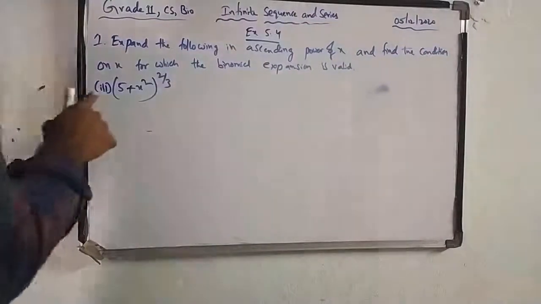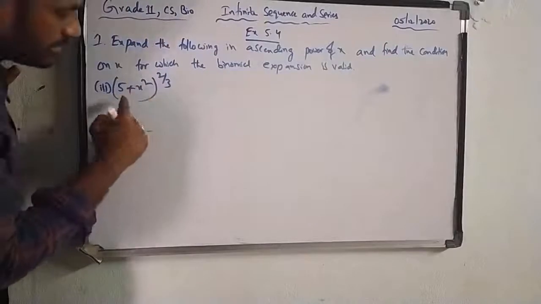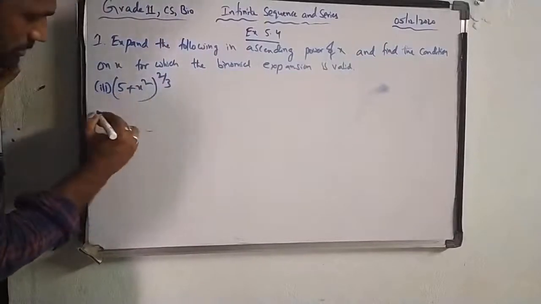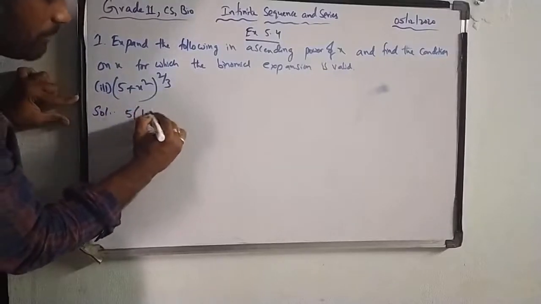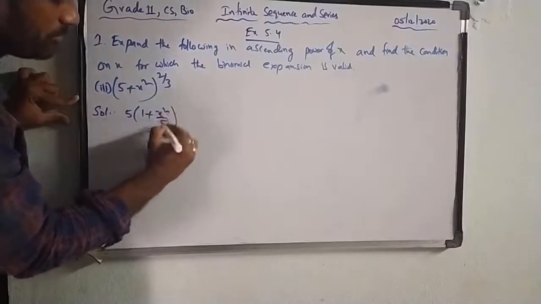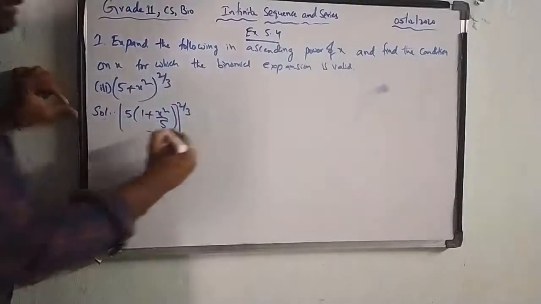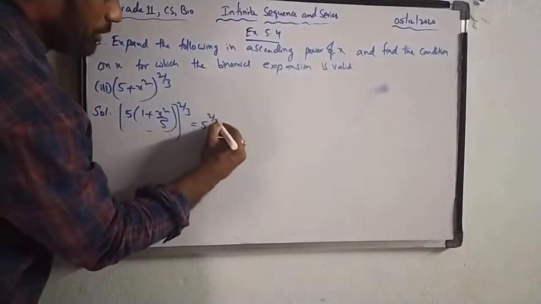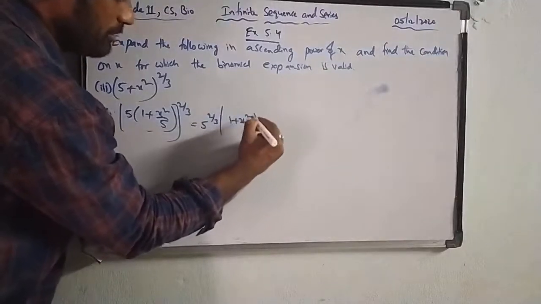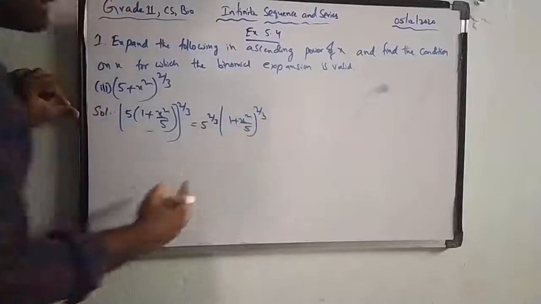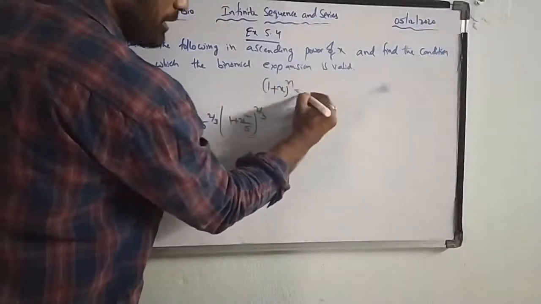Let us see the next question. Expand the following: same, 5 plus x square whole to the power of 2 by 3. It is not there as 1 plus, so let me start the solution. If I take 5 common in this, it will be 1 plus x square by 5 whole to the power of 2 by 3. So this can be written as 5 to the power of 2 by 3 into 1 plus x square by 5 whole to the power of 2 by 3. Now it is there in the format of 1 plus x whole to the power of n.